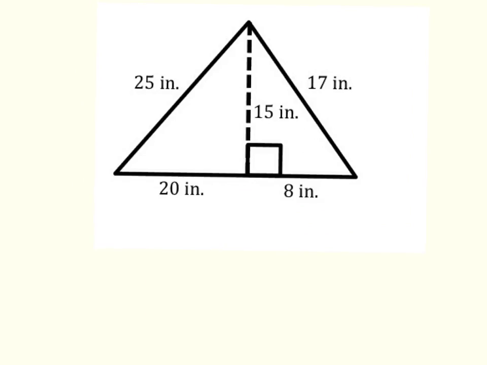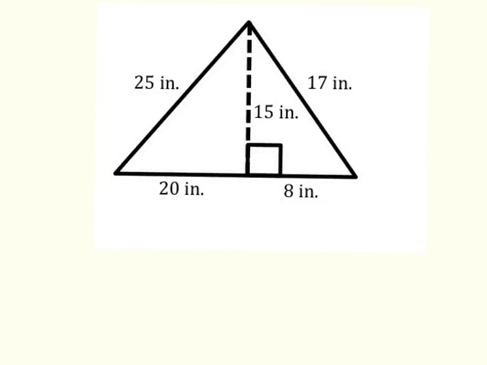This triangle is a little different than the previous one because this one technically is not a right triangle. So for this one we have to find the altitude, which they have already done for us. The altitude again is the height. So here is the altitude of this triangle.